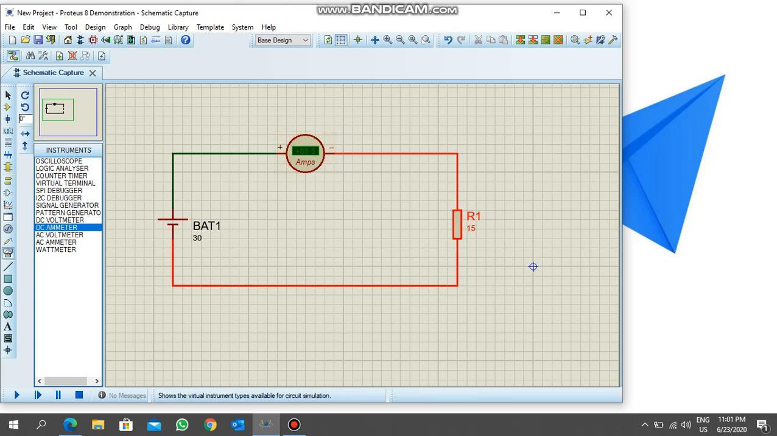So let's run our simulation, and you can see it's 2 ampere. So from Ohm's law we can check, and from simulation we can also check. Our answer is the same. So let's make some changes in the circuit.